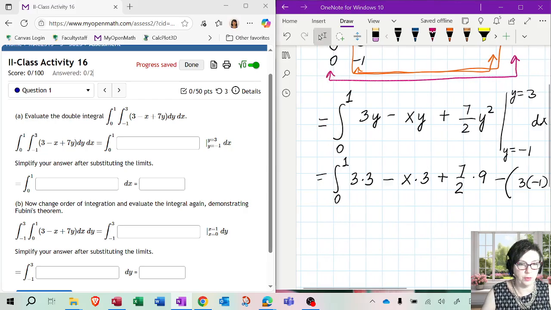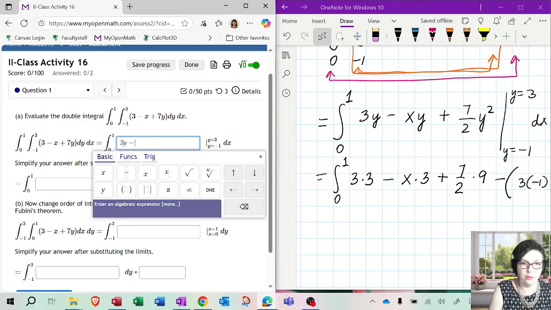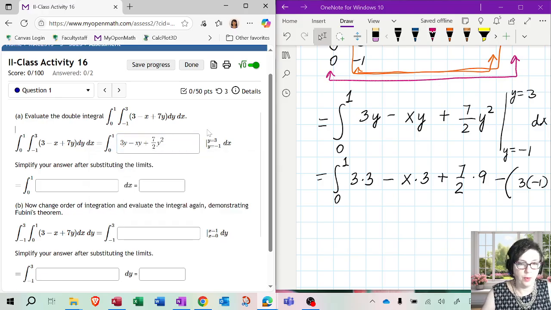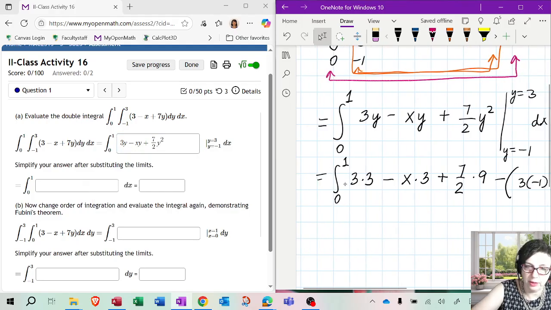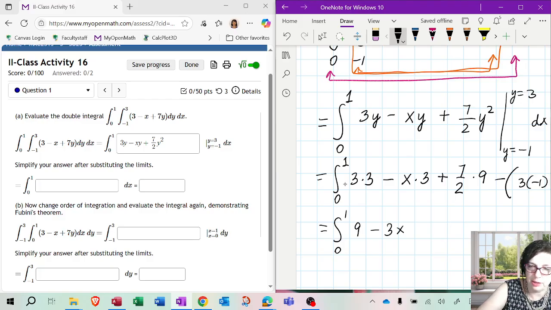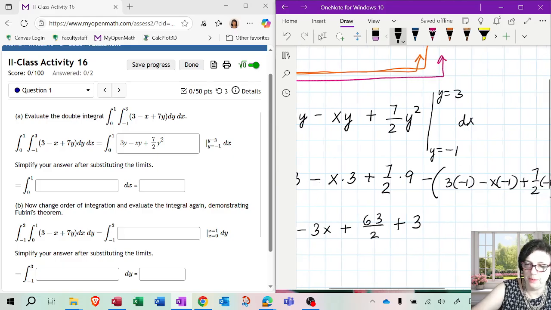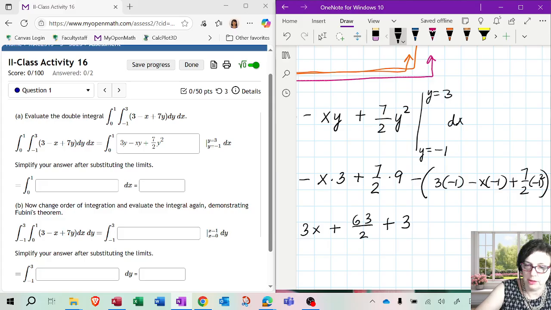Now let's see if we can already fill out some of the blanks here. For this question over here, this is where we get 3y minus xy plus 7/2 y squared. Now we want to go ahead and simplify what we got once we started substituting. So here we got 9 minus 3x plus 7 times 9 as well, so 63/2. Then minus, now here we have minus and another minus, so that's actually going to be plus 3. Here it looks like we got 2 minuses inside, but there is one outside, so that's a minus x. And negative 1 squared is just 1, so that would be negative 7/2.